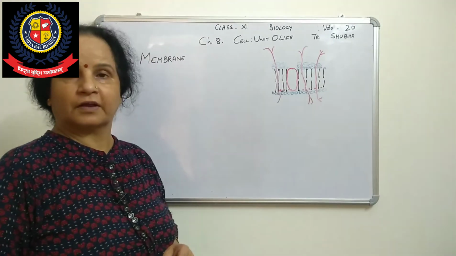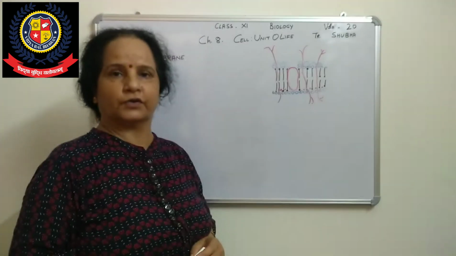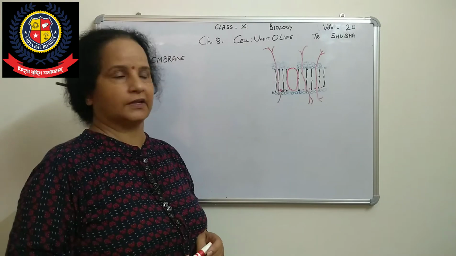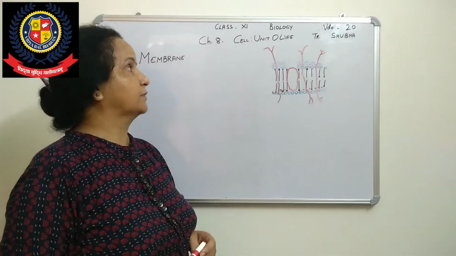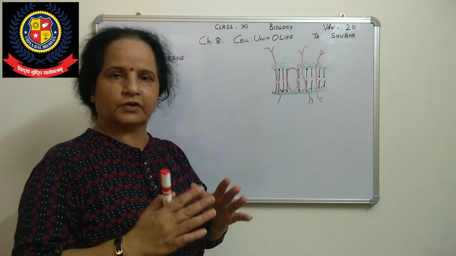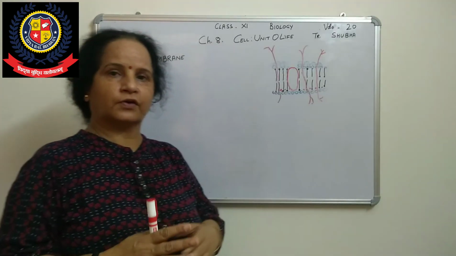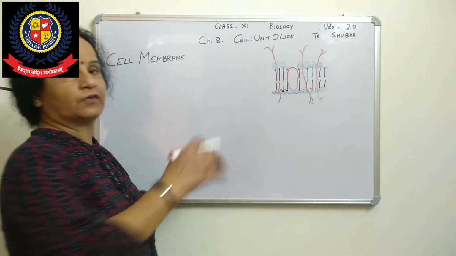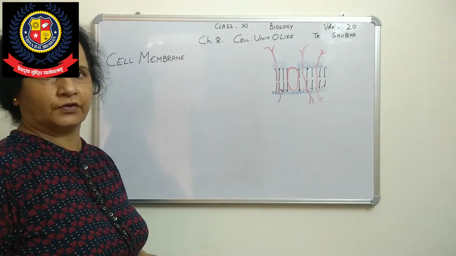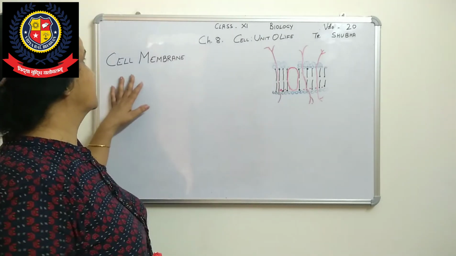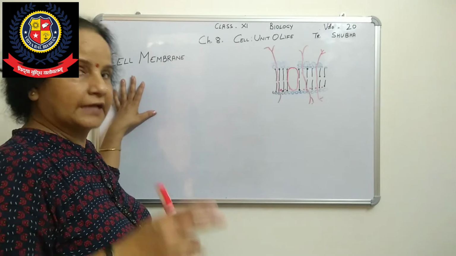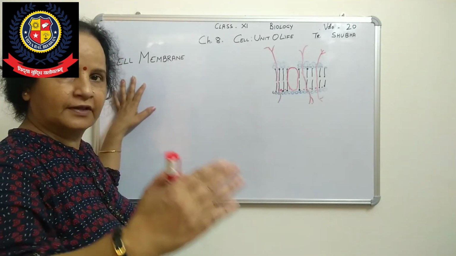In that chapter, earlier we have done the prokaryotic cell, that is the structure and its organelles. And second, the general introduction about the eukaryotic cell. Now for the eukaryotic cell, we have to start with the parts or components. The first component is the cell membrane, because that is common in plant cell and animal cell.